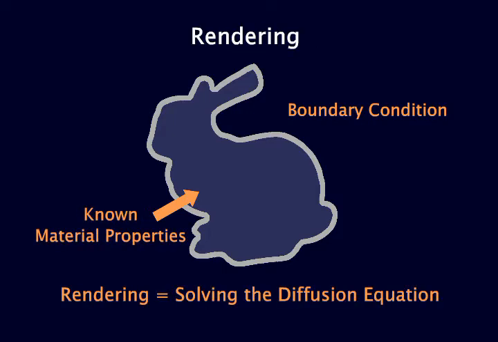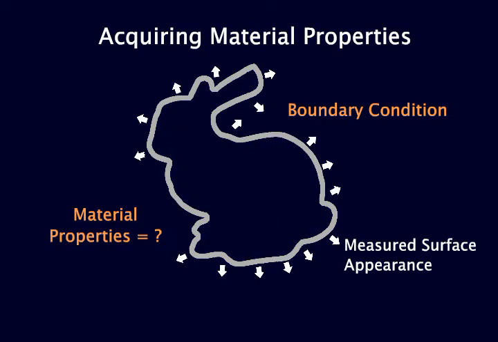To render an object with known material properties, we need to solve the diffusion equation with the boundary conditions determined by the given illumination. For acquiring material properties, we first measure the surface appearance of a material sample under different illumination conditions. We then acquire the material properties inside the object volume by solving an inverse diffusion problem. Please see the paper for details.